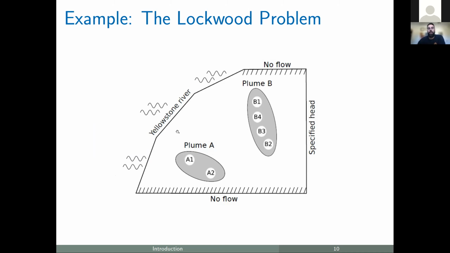What the environmental scientists are able to do is install a series of pumps. So A1 and A2, B1 through B4 are a series of pumps that they can install in the contaminated areas. These pumps can be turned on. They'll suck out the contaminants, go through a series of steps, and then re-inject the non-contaminated water back into the soil.